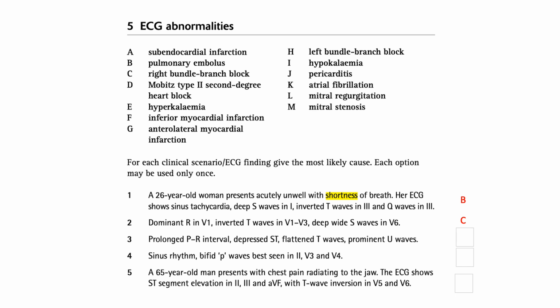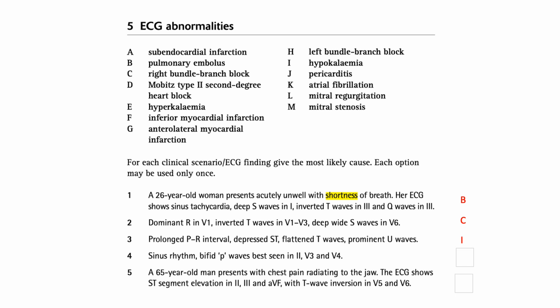3, so prolonged PR interval, depressed ST segment, flattened T waves, and a prominent U wave. And once we start talking about U waves, we all know that we're talking about potassium. So we'll have a look up the top. There's only one potassium here. Oh no, there's 2, sorry. So flattened T waves is the opposite to the nice little tall tented T waves. And tall tented T waves are when you've got a lot of hyperkalemia, when you have lots of potassium. And if you've got a U wave, it's going to be hypokalemia. So I think this is hypokalemia.